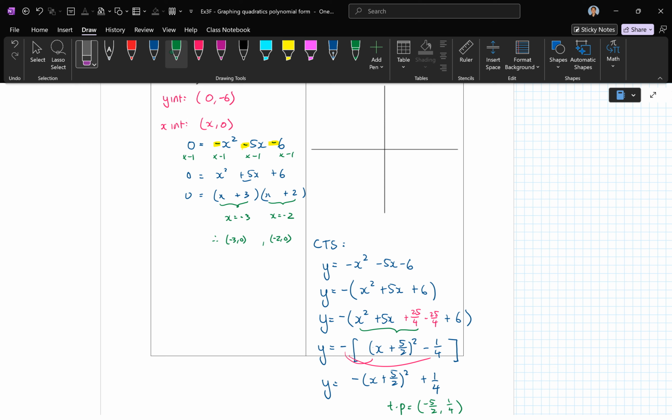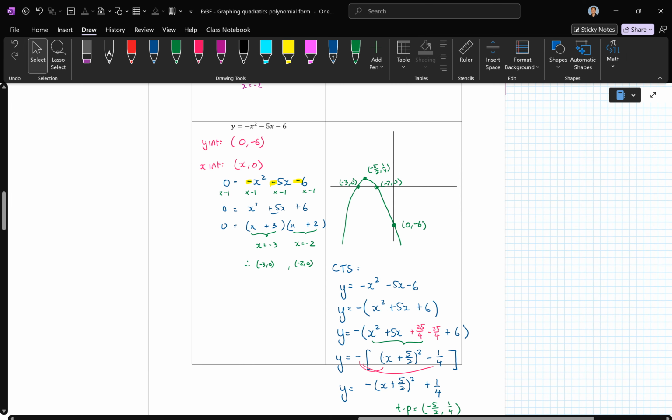So that must mean I'll be drawing it like this. Maybe it should be closer like that. There we go. 0, negative 6, negative 5 on 2, a quarter, negative 2, 0, and negative 3, 0.